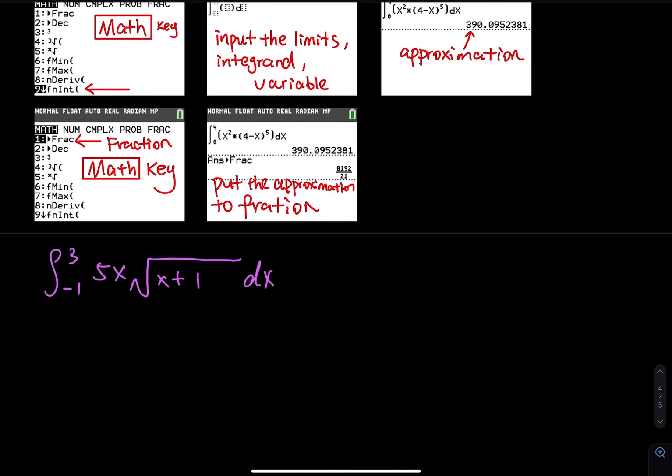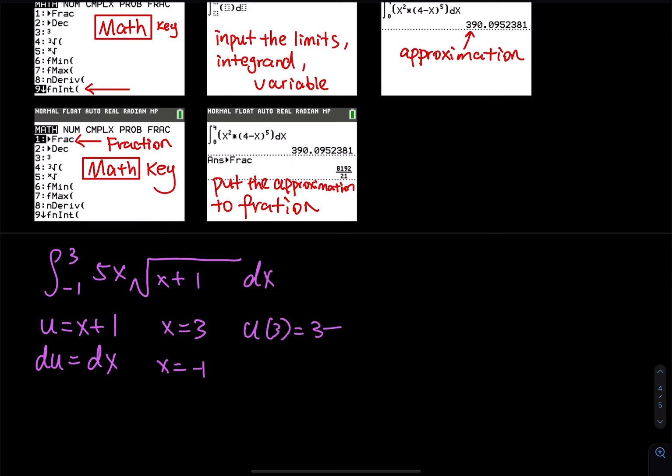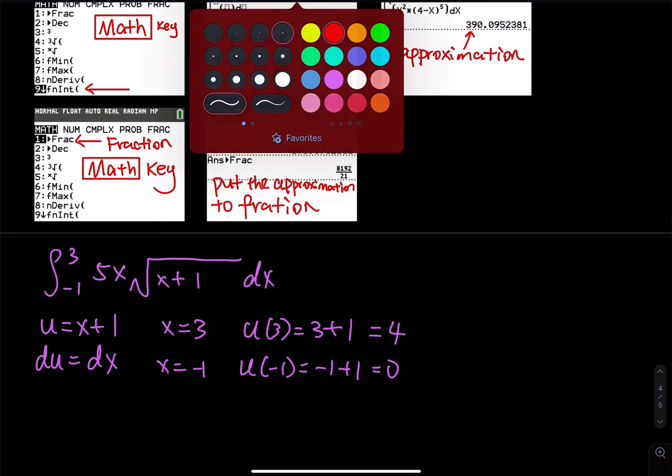Okay, this one I'm going to let u equal x plus 1, and then du equals dx. There is no way to get rid of the 5x, right? So that means we will have to do one more step. But before we do that, let's handle the 3 and -1. When x equals 3, u of 3 is 3 plus 1, which is 4. When x equals -1, you have u of -1, which is -1 plus 1, which equals 0.